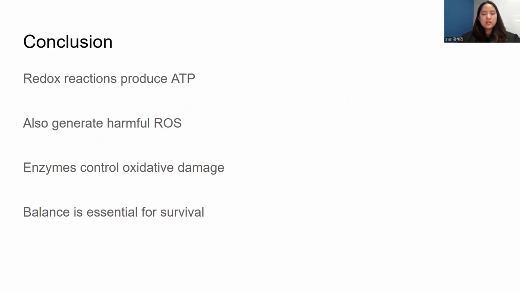So in conclusion, this redox reaction produces ATP. Oxygen is crucial here because it contributes a lot to this energy generating process, but it also generates these harmful species that can damage cells. So this should be handled by enzymes so it can be detoxified. Cell survival is basically the balance between these reactions of ATP generating and detoxifying.